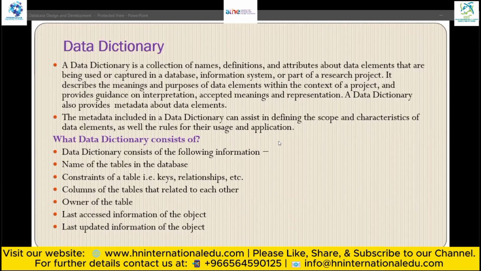A data dictionary also provides metadata about data elements. Metadata is the data that is related to the data stored in your database. The metadata included in a data dictionary can assist you, developers and designers, in defining the scope and the characteristics of data elements as well as the rules of their usage and application. Int is the data element, and the metadata is that you can store up to a certain number of characters of integer in your database. Just like the name, you can store up to a certain number of characters.